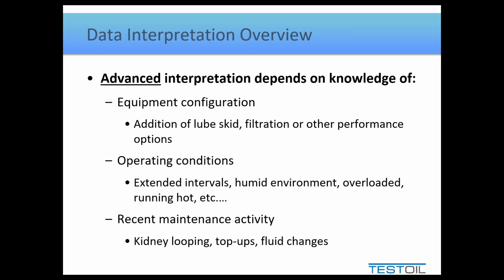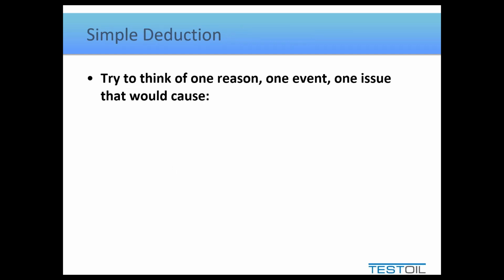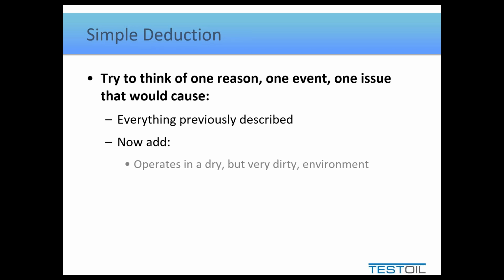So now if you take what we're trying to do, trying to come up with one single event that caused everything to happen, we're going to keep everything that I previously described: the calcium and the phosphorus, probably wrong oil, no viscosity change, dust, dirt, and particle count increasing. But now we're going to add in end user information. The end user knows this operates in a dry but very dirty environment, right? Imagine a pulverizer, a crusher, something like that. Nearby, there is debris falling on top of this bearing at all times. It's practically buried in material.